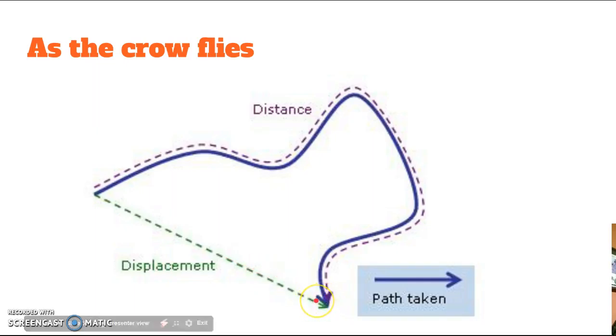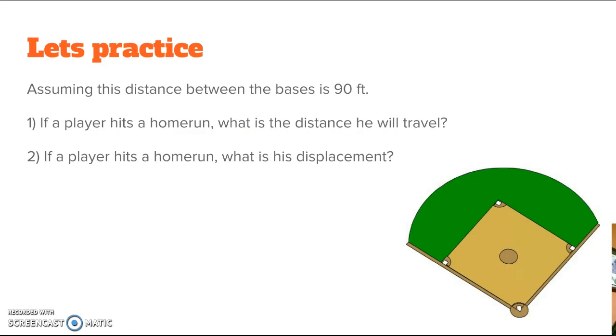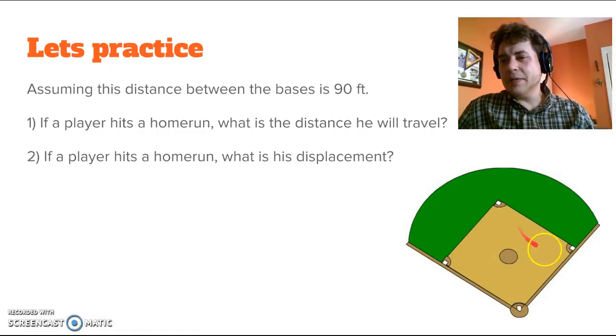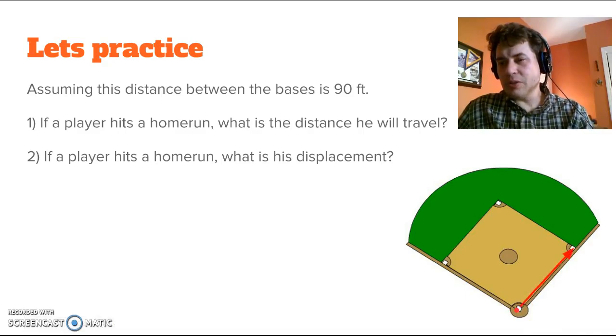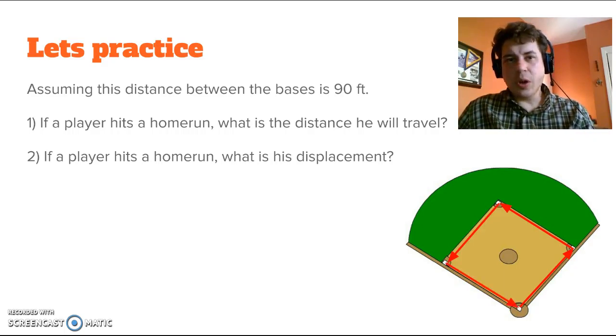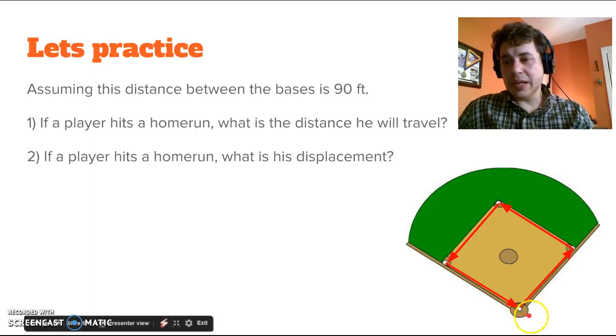Another way that we tried to clarify the difference between distance and displacement is looking at it from a baseball field. We imagined if you hit a home run and you started running the bases, you could travel 90 feet to get to first base, another 90 feet to get to second base, another 90 feet to get to third base, and then another 90 feet to get home. And so the total distance traveled here would be 360 feet.